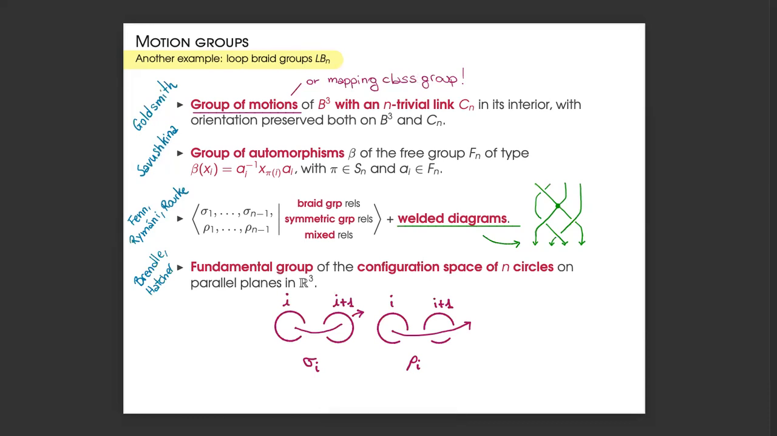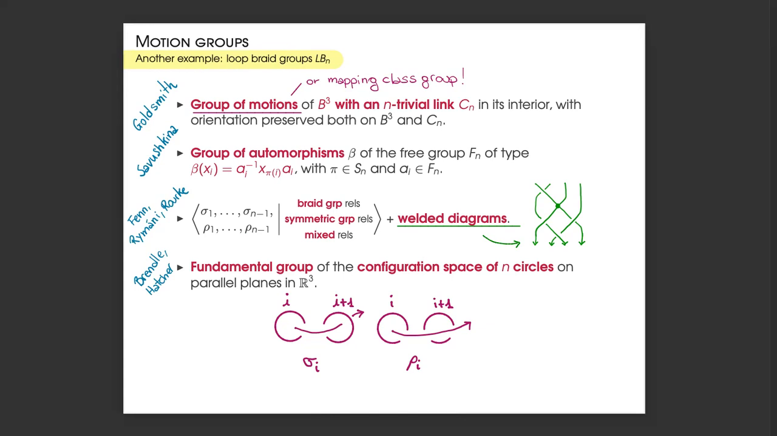Then we can define loop braid groups as the fundamental group of the configuration space of n circles on parallel planes in R3. And here, when I say circles, I actually mean Euclidean round circles that can become smaller but remain round. And it's quite an impressive result by Brendel and Archer to see that this group is isomorphic to the group of smooth topological circles.